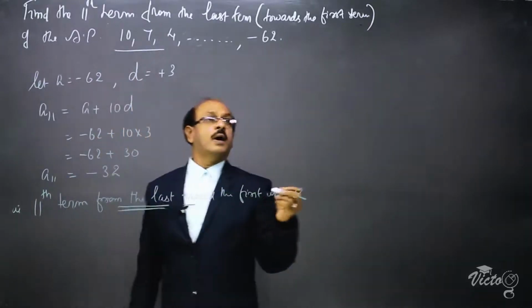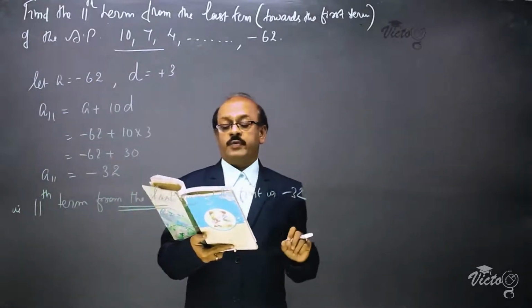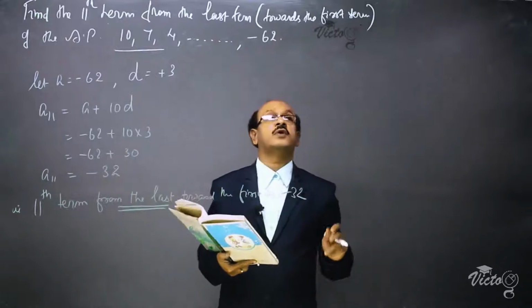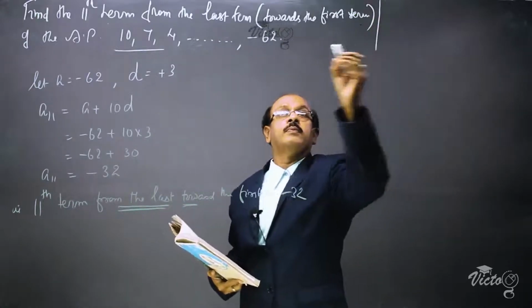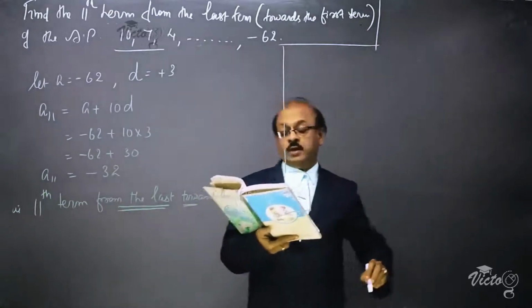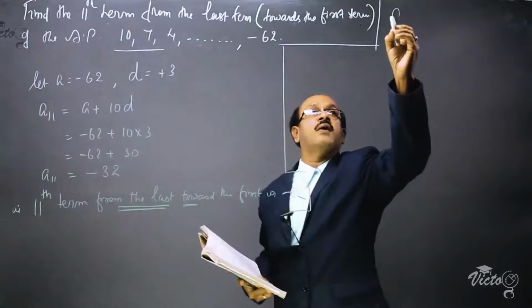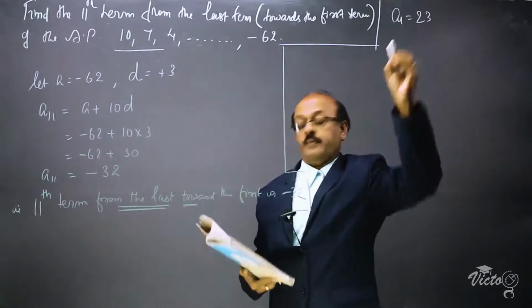So, let us solve another question. The question is, in a flower bed, there are 23 rose plants in the first row. In a flower bed, there are 23 rose plants in the first row means A1 is equal to 23.